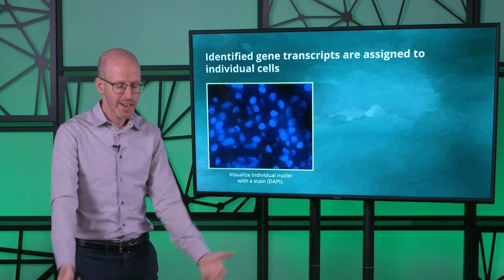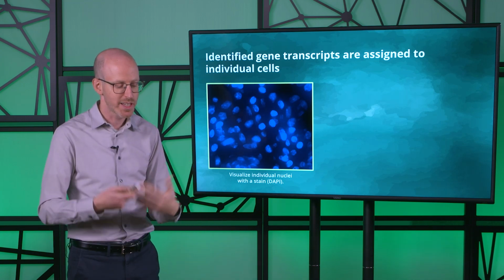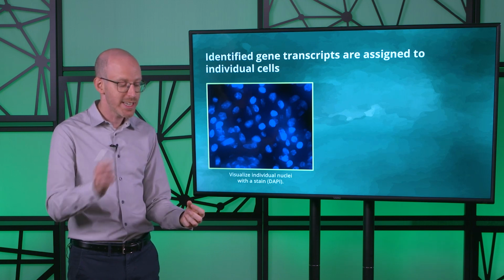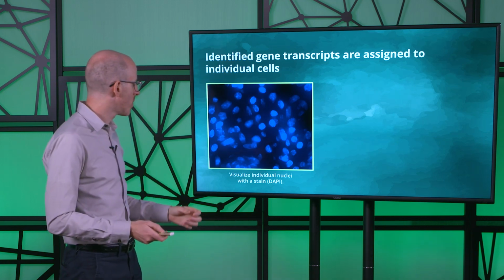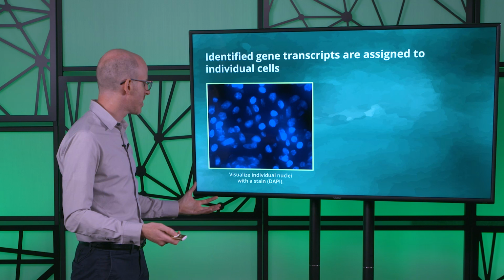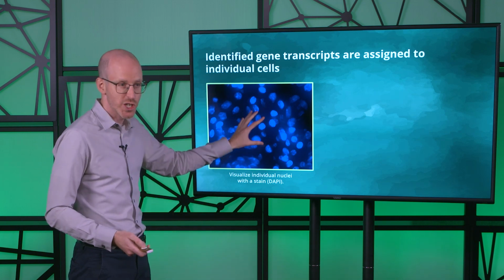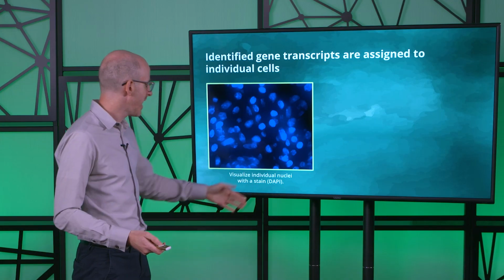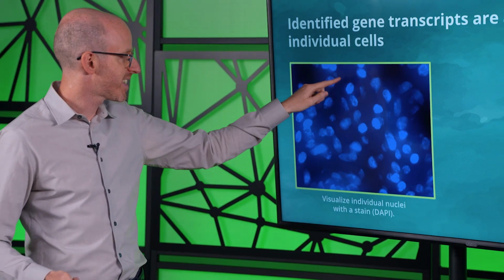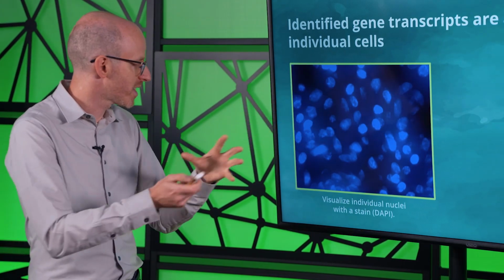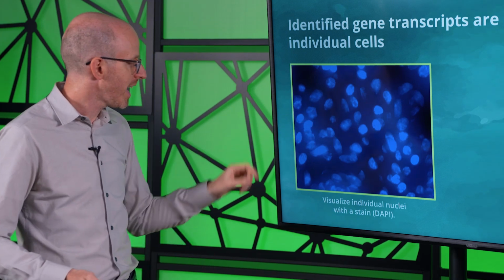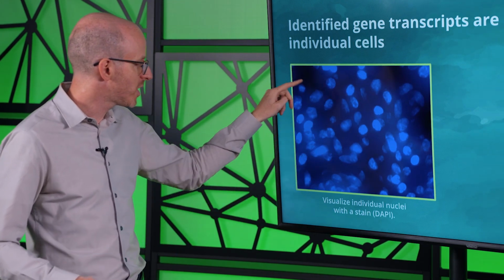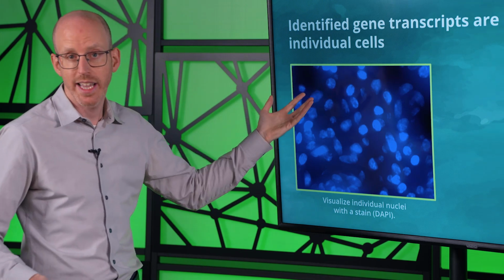Once we've identified all the genes in the cells in the tissue, we still have to say which cell each transcript belongs to. How we do that is first we need to identify the cells in the tissue. What we do is we apply a special stain called DAPI. When applied to the tissue, this stains the nucleus of the cell, sort of the center of the cell, blue. At the same time, we have the location of the transcripts here, and we need to assign them to the nearest nuclei, essentially.